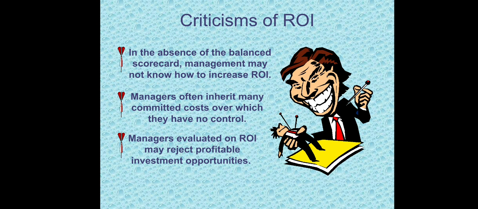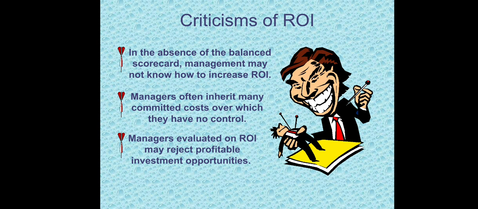Okay, number 3, managers evaluated on ROI may reject profitable investment opportunities. Remember about this, number 3 is also an important point. If you are a manager in a segment of a business, let's say now your ROI is 20%. So you are very happy. ROI 20%. But let's say you get a new project, or you receive a proposal to start a new project, and the ROI of that project is 15%. 15% is still good, but your segment now is having 20% ROI. So will you accept the new proposal?